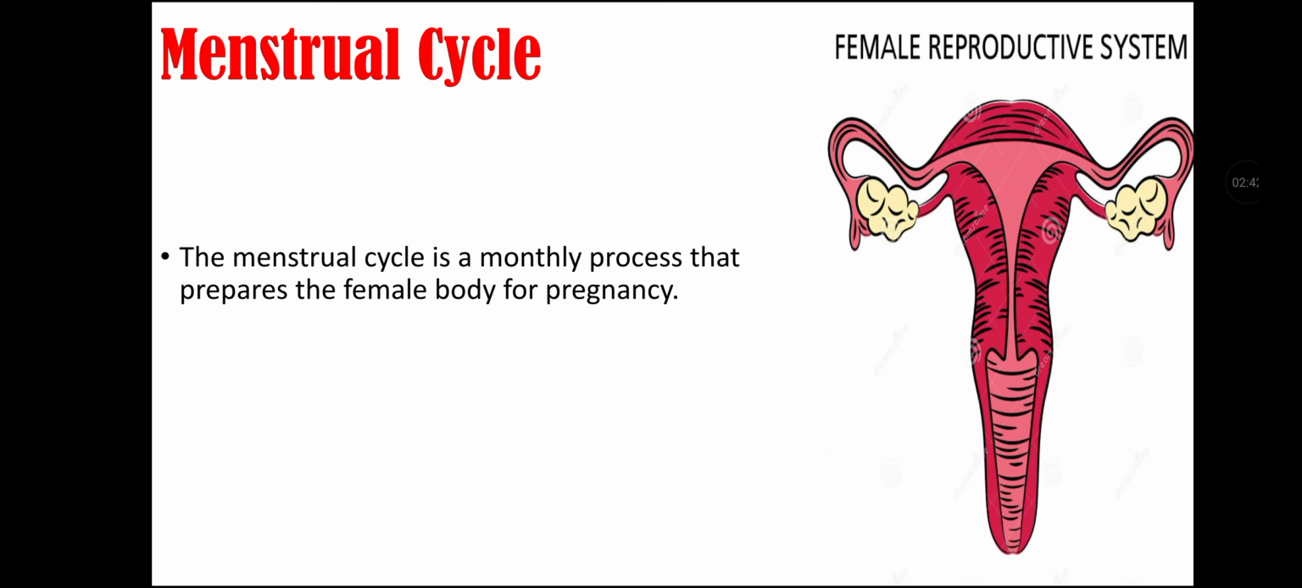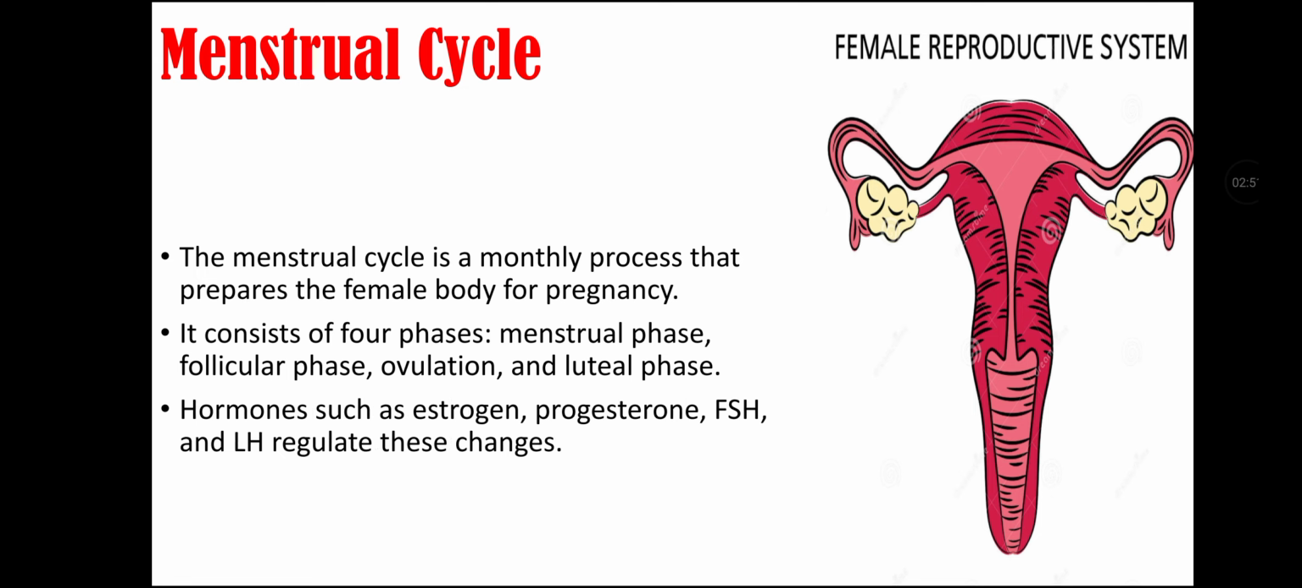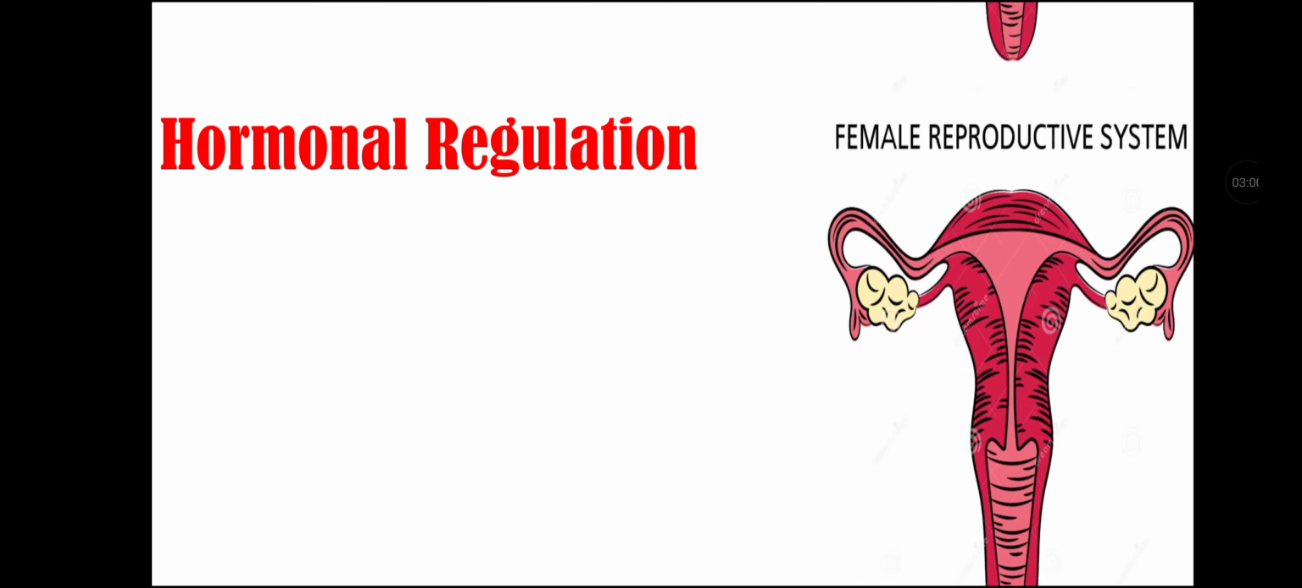Menstrual cycle. Menstrual cycle is a monthly process that prepares the female body for pregnancy. It consists of four phases: menstrual phase, follicular phase, ovulation, and luteal phase. Hormones such as estrogen, progesterone, follicle stimulating hormone, and luteinizing hormone regulate these changes.